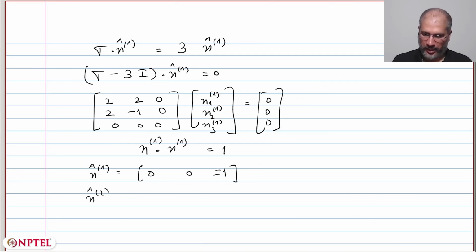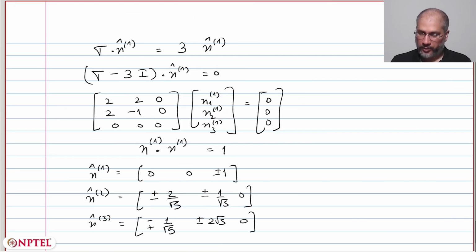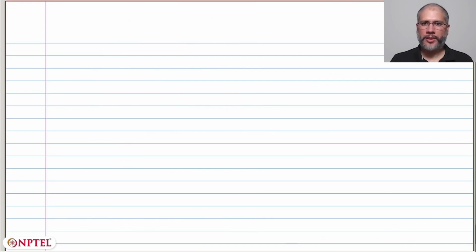Similarly, n2 hat will be plus minus 2 upon root 5, plus minus 1 upon root 5, 0, and this is n3. So either you can take the signs on the top or signs at the bottom. But please make sure that you visualize the vectors and see that n1 cross n2 is n3, that is, they form a right-handed coordinate system. If you have n1 and n2, you can cross them and then see that you get n3.